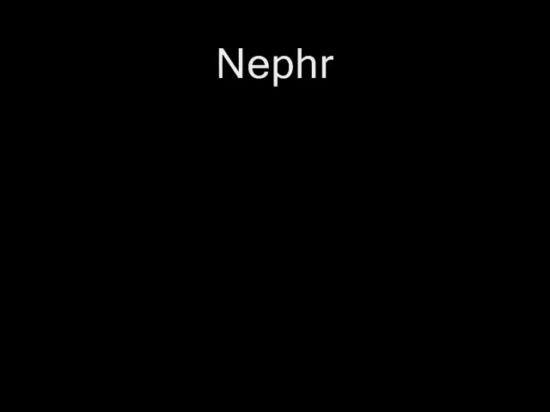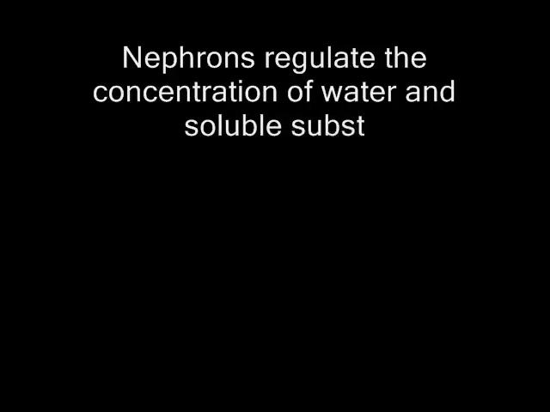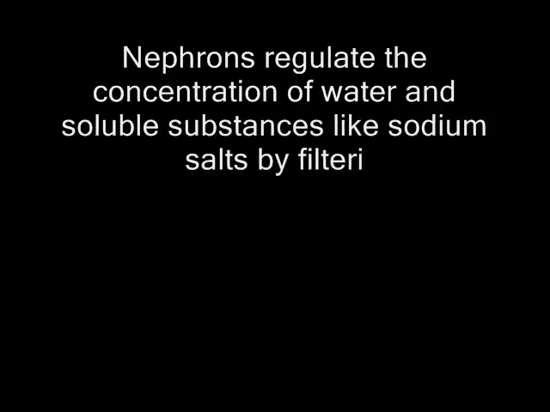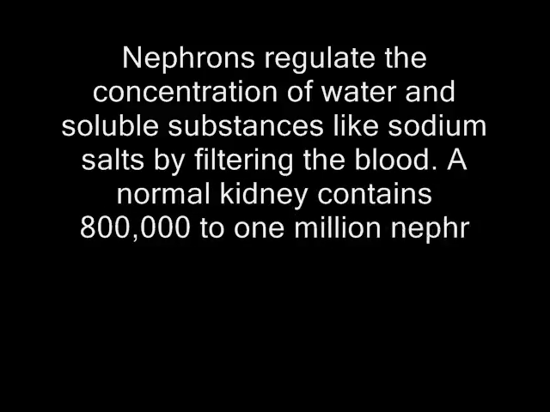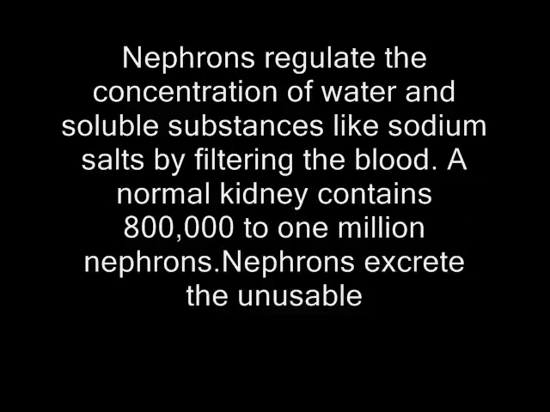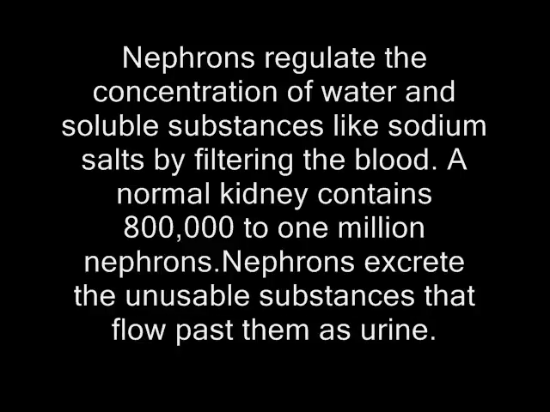Okay, last topic is nephrons. Nephrons regulate the concentration of water and soluble substances like sodium salts by filtering the blood. A normal kidney contains 800,000 to 1 million nephrons. Nephrons excrete the unusable substances that flow past them as urine.